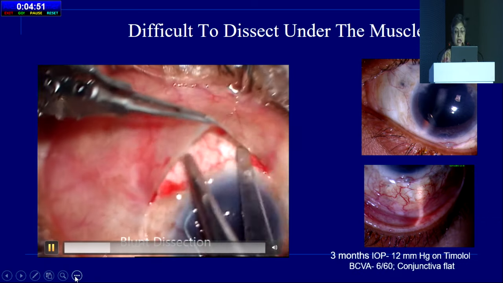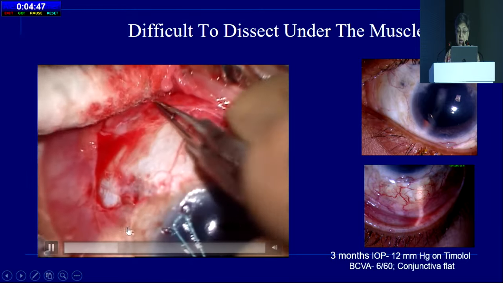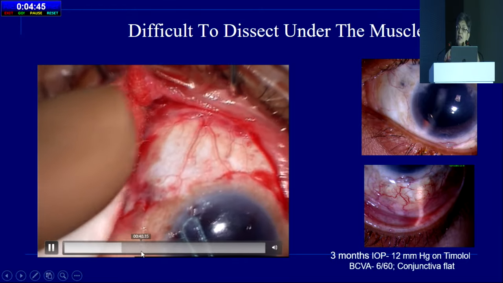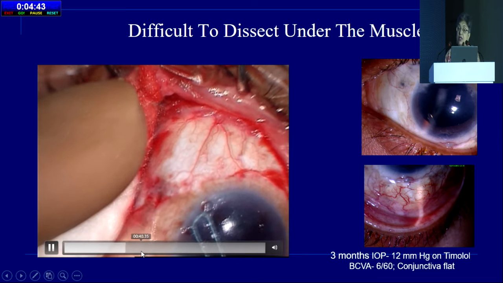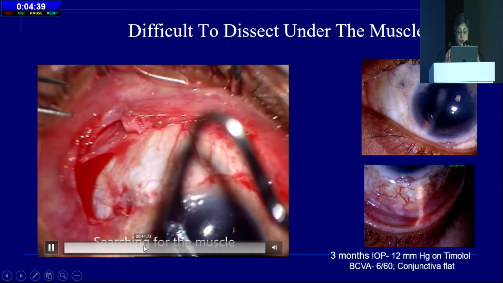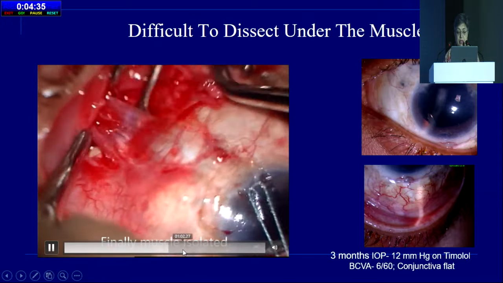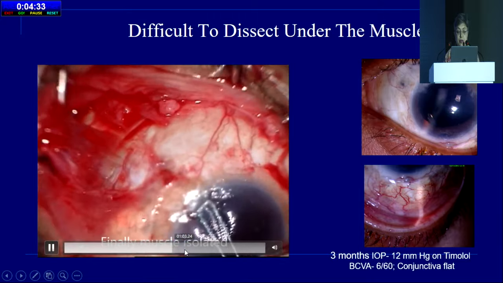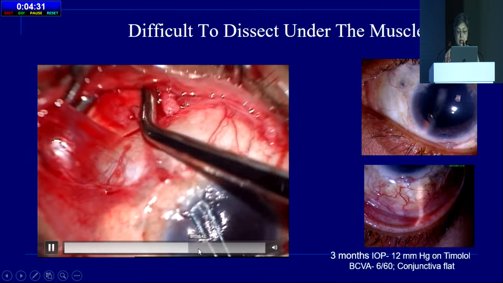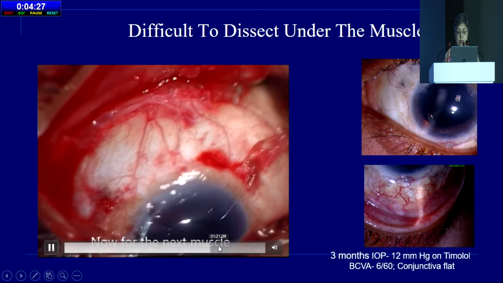Right, so the idea is just to show that it all looks very hunky-dory to start with, and yet you struggle and struggle and struggle to get beneath the muscle, because the ADI implant has to go beneath it. So I'll just move forward. We kept searching. We didn't even find where the muscle was, and finally we did, and you can see the amount of fibrosis there, and there is the encirclage band. So there is the band again.